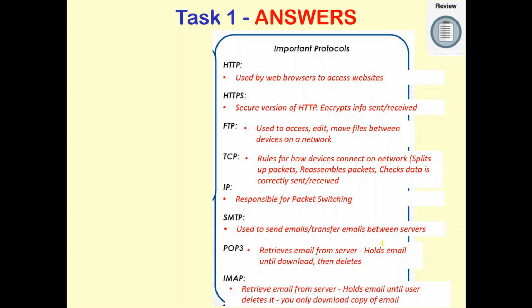SMTP is used for sending emails and transferring between servers. POP3 retrieves the email, but it holds the email and then deletes it. And IMAP retrieves the email, but it only downloads a copy of the email. You choose when you want to delete it. Check your answers, add with purple pen, going on to the next slide.